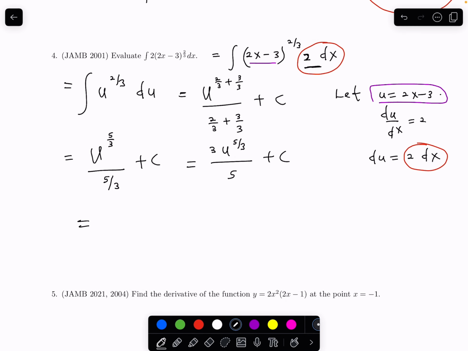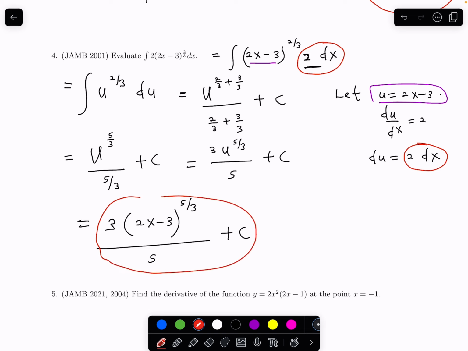And this is going to be 3, instead of writing u now, right? Because I said let u be 2x minus 3. This is going to be 3 times (2x minus 3) to the power of 5 over 3, divided by 5, plus c. And this is going to be the solution to that. I hope this is helpful.